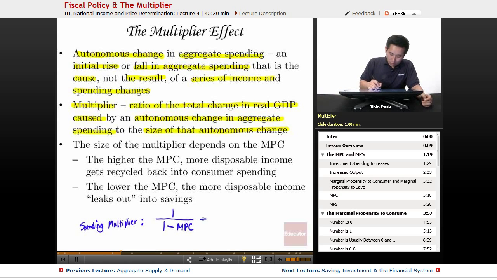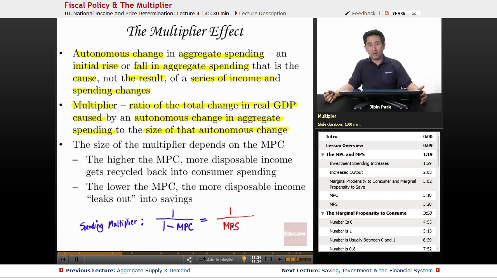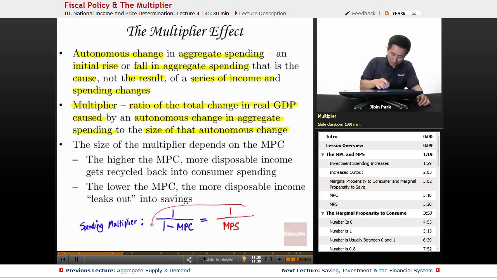Now, another way to rewrite this equation is 1 over MPS, because we know that MPS equals 1 minus MPC. So MPS plus MPC equals 1. So this is basically saying the exact same thing, depending on how you want to look at it.